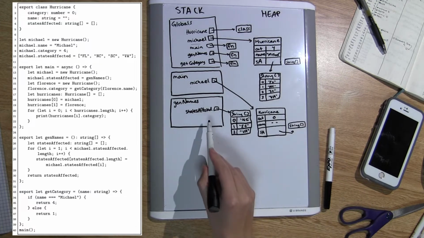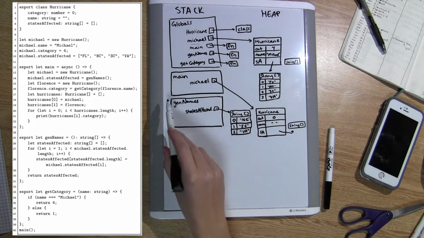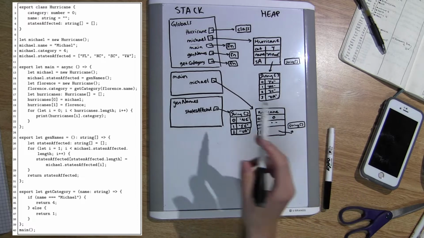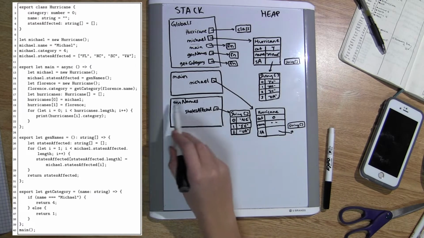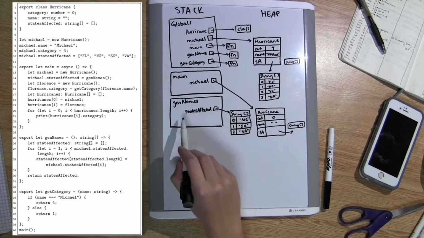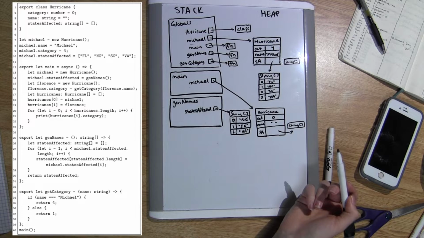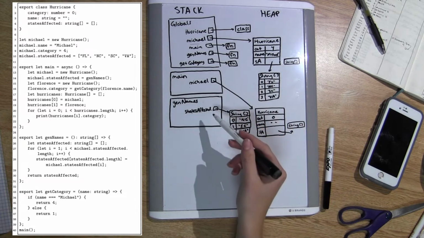When we look and try and find the information Michael.statesAffected, we're looking to see where we're going to find that variable Michael. Now, genNames has no accessibility, no visibility into the main function. The only way that we could have some information from main in this genNames frame is if during our call to genNames from the main function, we had also included some information from main as an argument. But since genNames doesn't have any parameters, there was no way to get information from main to genNames.